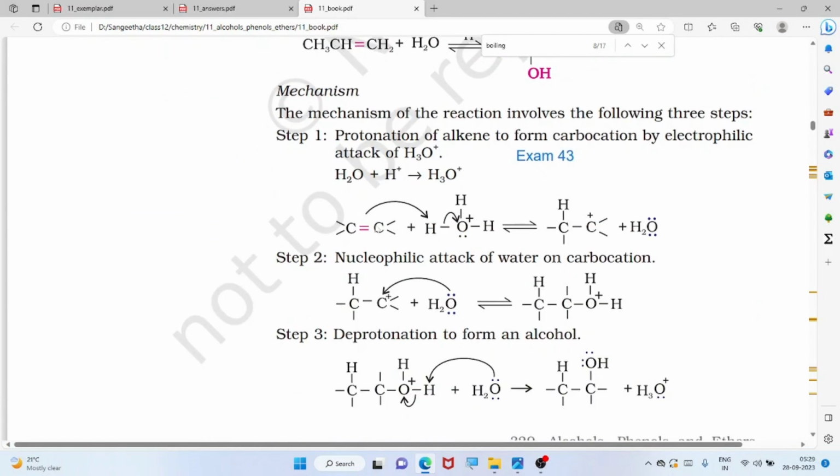So these are the steps, you can go through this. Electrophile attack on this.